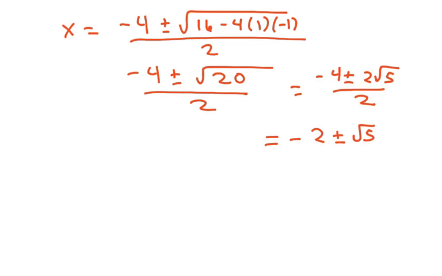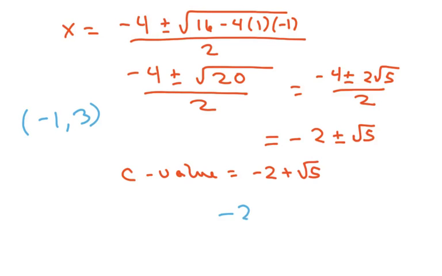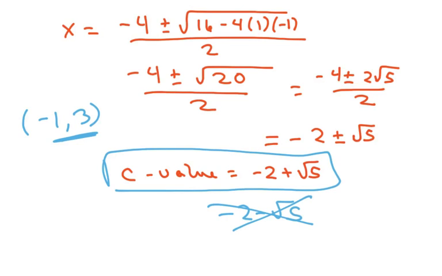Therefore, my c value equals -2 plus square root of 5. Remember, our open interval is (-1, 3), and if I did -2 minus square root of 5, that's not in my open interval, so I can't use that one. So we only have one value.